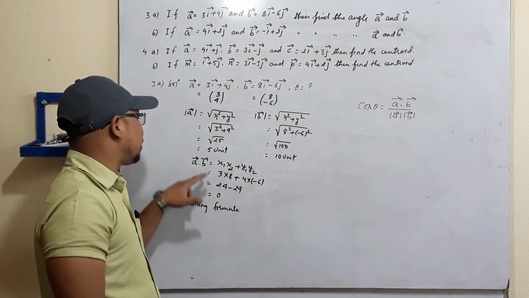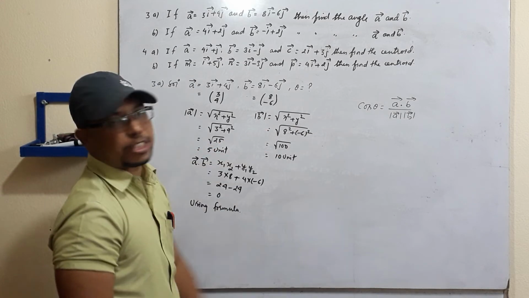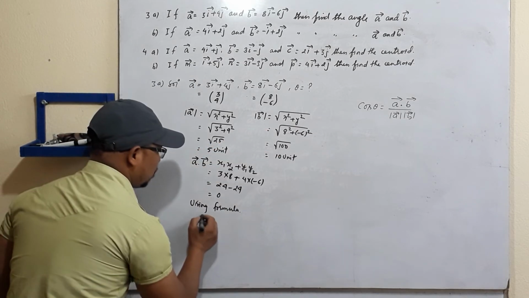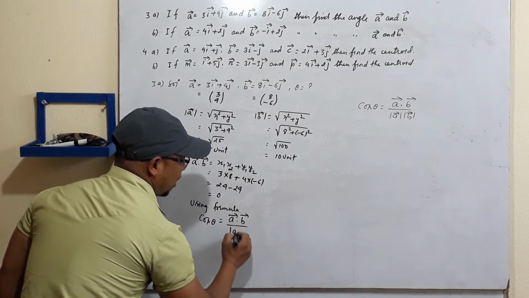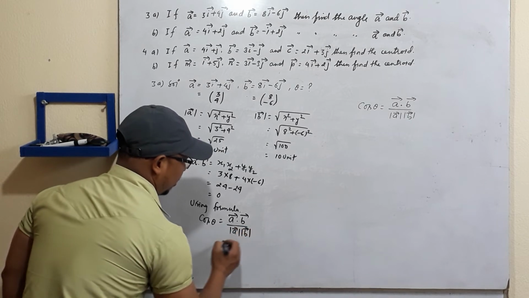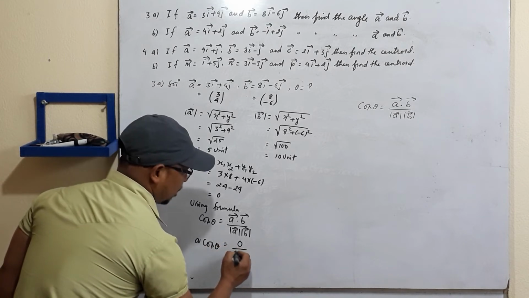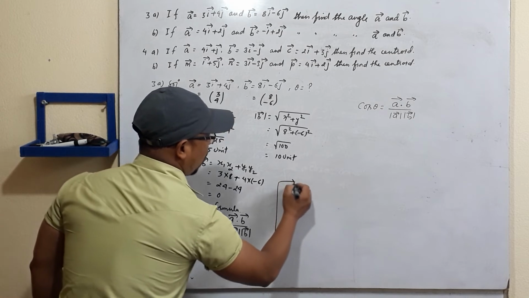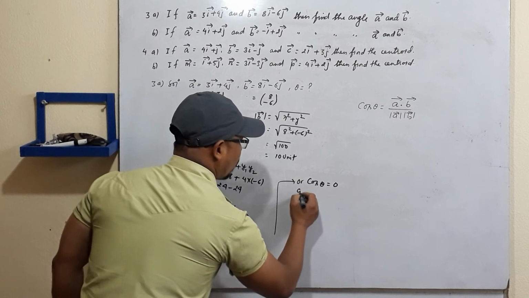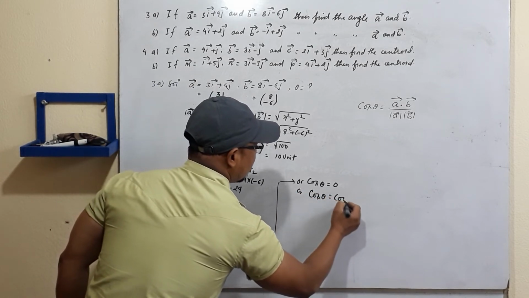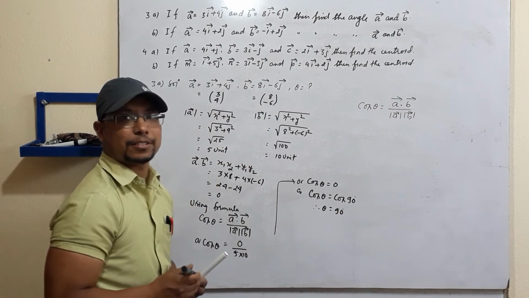Now if the value of a dot b does not come 0, if it is other than 0, then you should use this formula. Okay, now let's see what happens when we use this formula. Cos theta equals a dot b divided by magnitude of a, magnitude of b. Or this is cos theta equals 0 divided by 5 into 10. Or here comes cos theta equals 0, or cos theta equals cos 90. Therefore theta equals 90. This is the answer.